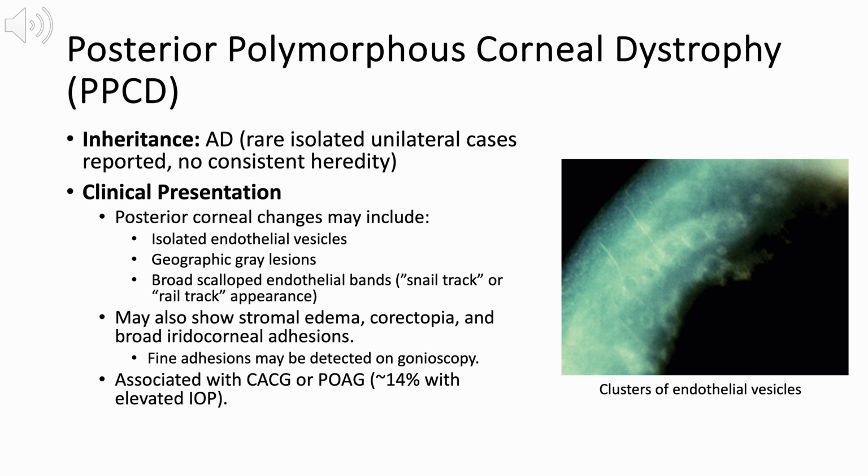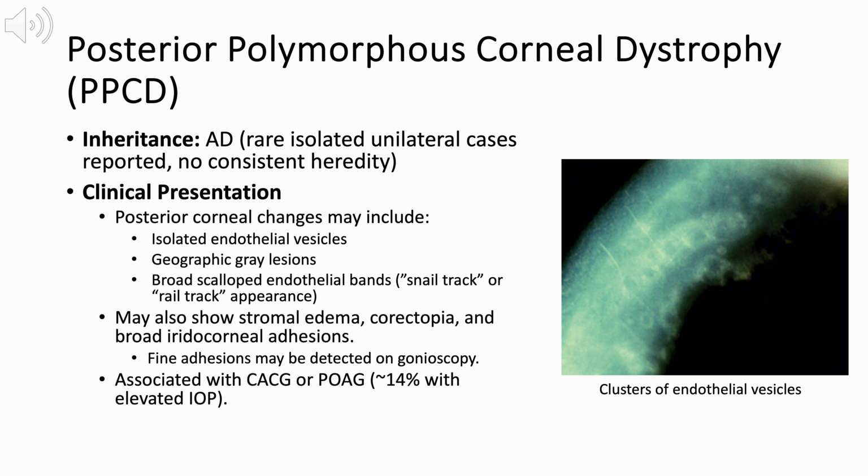Now let's move on to posterior polymorphous corneal dystrophy, or PPCD. This condition is most often autosomal dominant, though it's worth noting that rare, isolated unilateral cases have been reported, and overall the hereditary pattern is not always consistent. In terms of clinical presentation, posterior corneal changes are the hallmark.